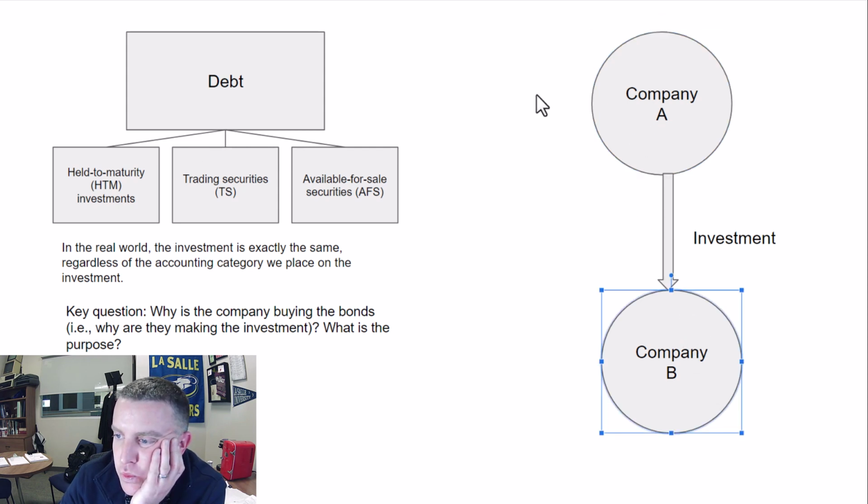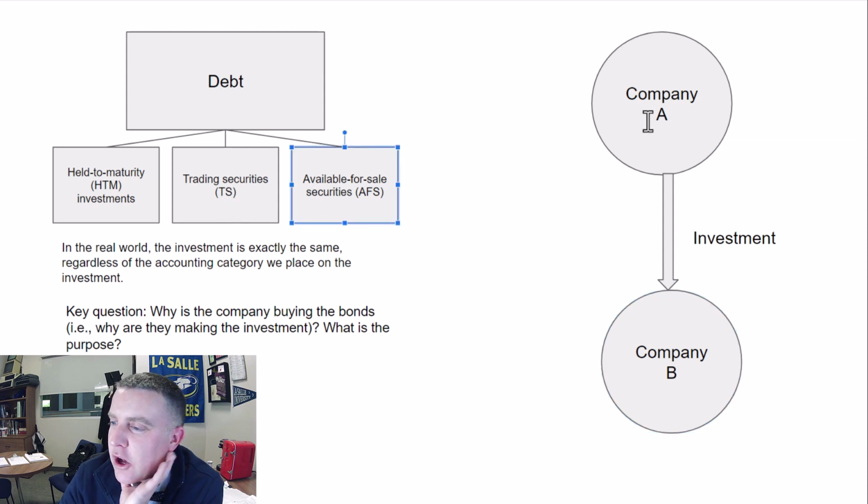And company A might plan on holding the investment until it matures, or it might plan on buying this investment short term and flipping it and selling it in the open market, hoping that the market price changes in a favorable way in the short term. And then available for sale would be somewhere in between those two categories. They would sell if the market price became good.